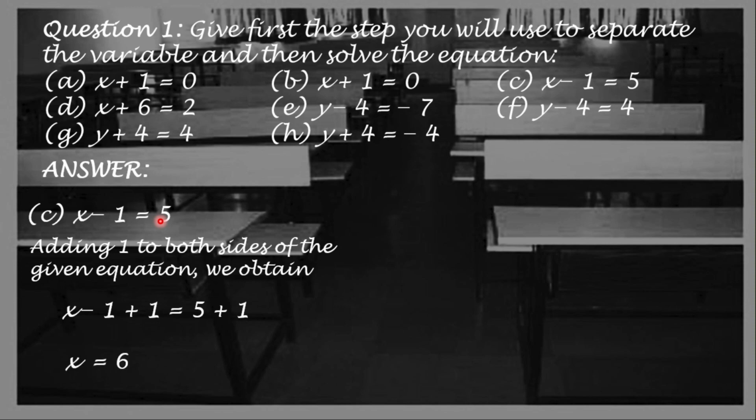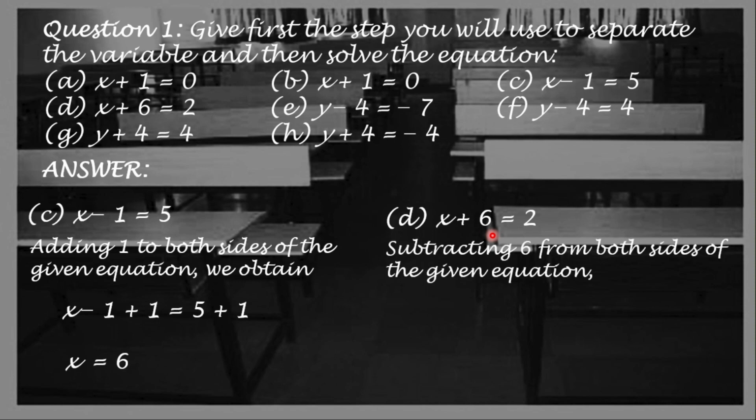Now the next is D. x plus 6 is equals to 2. Now the question arises, what we will do here. So here we have the number plus 6. So what is the opposite of plus 6? The opposite of plus 6 is minus 6. So what we will do here? Subtract 6 both sides. Okay.